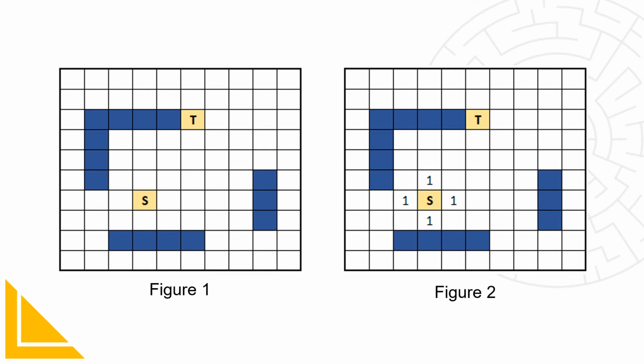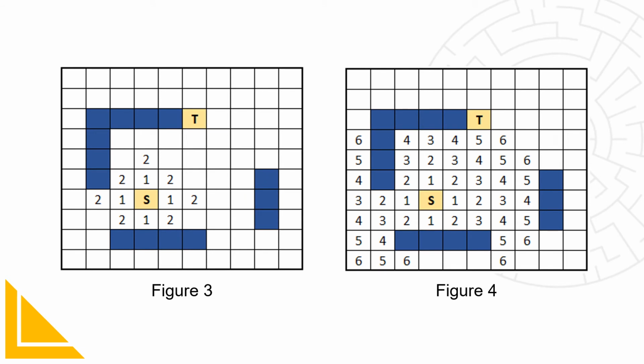Maybe it would be better to discuss it with some illustrations. Here in figure 1, we first identify our starting point and target point. Then in figure 2, this shows the first step where all neighbor points of S, moving up, down, left, and right, are set to 1. This indicates that the shortest distances are equal to 1.